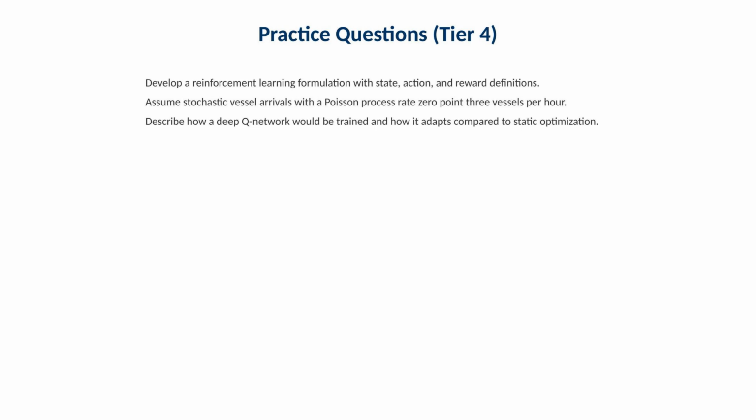This question asks you to develop a reinforcement learning formulation and consider stochastic vessel arrivals. It specifies a Poisson process arrival rate of 0.3 vessels per hour and asks how a deep Q-network would be trained and how it adapts compared to static optimization.